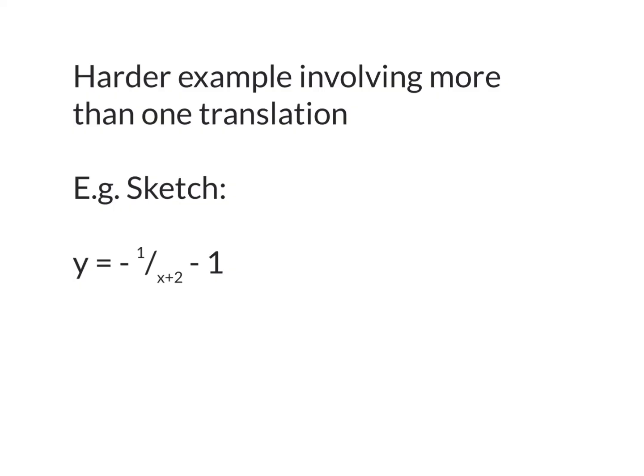Final one. Now let's put it all together, what we learned from part 1 and what we've learned from part 2. So this is a hard example, so we're going to break it apart one step at a time. So we've got minus 1 over x plus 2, minus 1. So hopefully straight away you can tell what type of graph that is. Because remember, we're picking from our three graphs. Is it an exponential? Is it a cubic? Or is it a hyperbola?